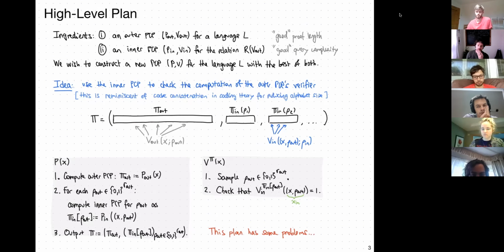The problem is that we never query this outer proof, and that's clearly wrong. So we never check consistency between this outer proof and what this inner proof claims about this outer proof. Yeah. That's precisely the point, or at least one of them.